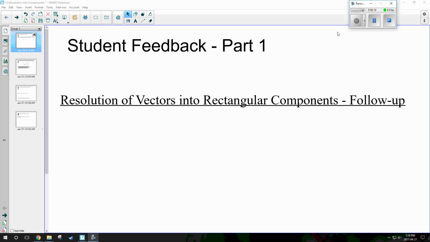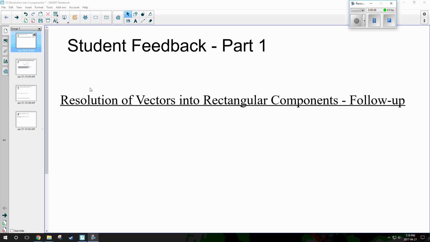Today, we're just going to do a follow-up to yesterday's activity, which was based on the resolution of vectors into rectangular components. Now, that's some really big wording, but it's basically what we learned yesterday with our activity: that vectors need to be broken down into two components, the two different parts, which were the vertical part and the horizontal part. So we're just going to quickly review that concept and look at one example today.